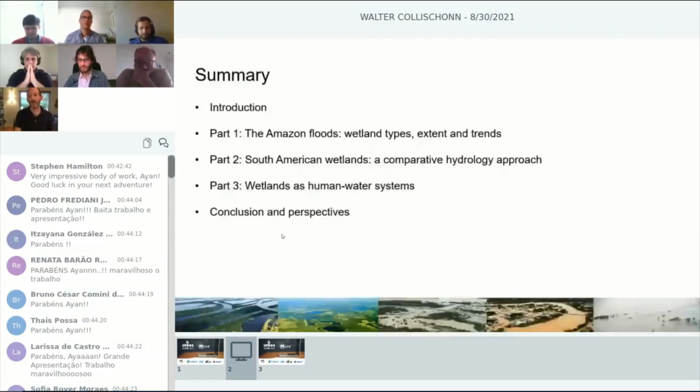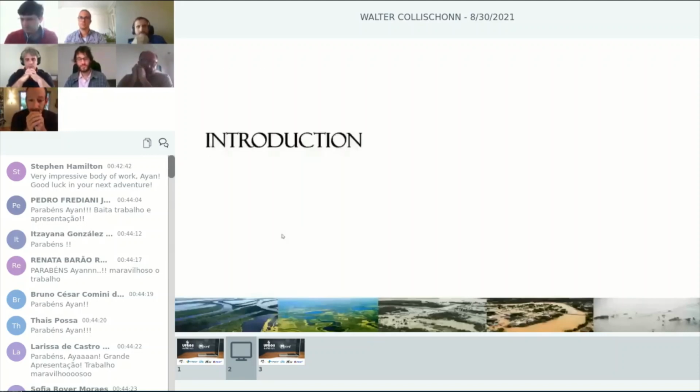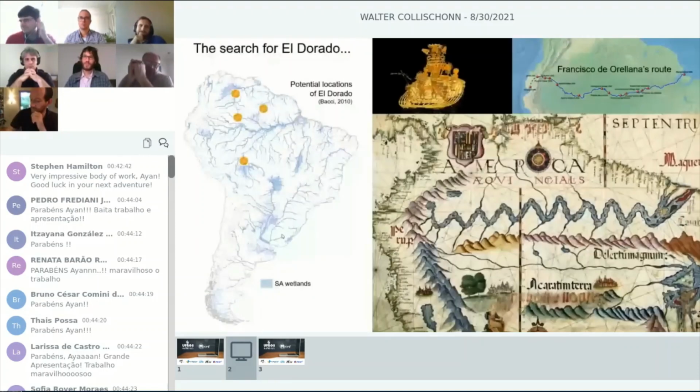So the presentation today will have this structure. Firstly, I'll have an introduction section, then part one of the thesis about the Amazon floods. Then we upscale our analysis to the large South American wetlands, which is part two of the thesis. Then part three about how humans interact with these water systems. And then we finish with a conclusion section. So I'd like to invite you all to join me today on a journey across South America.